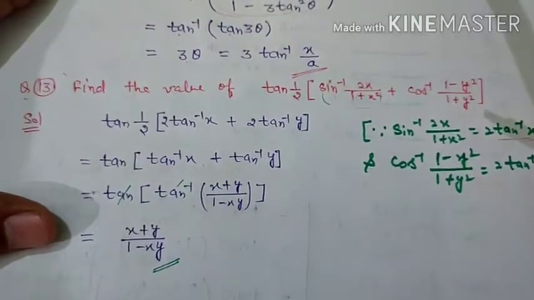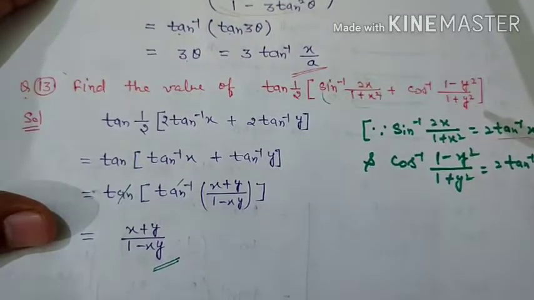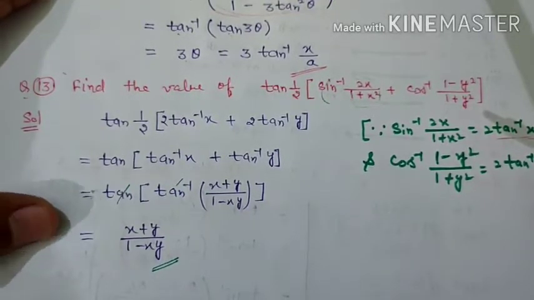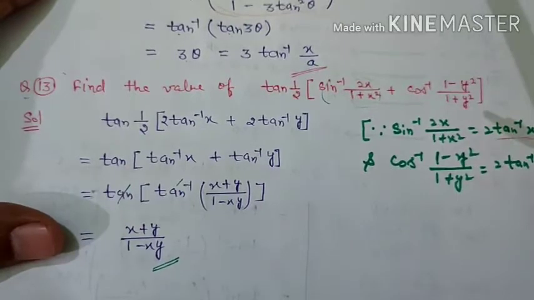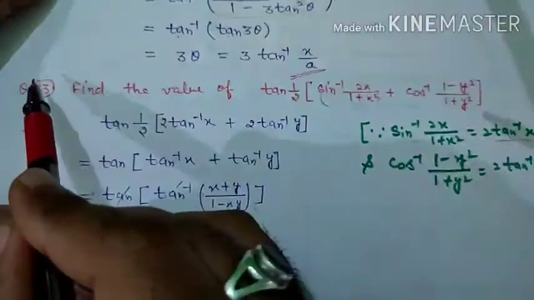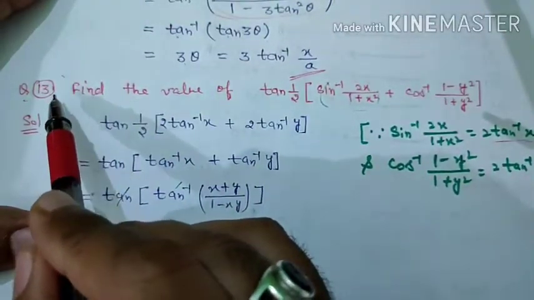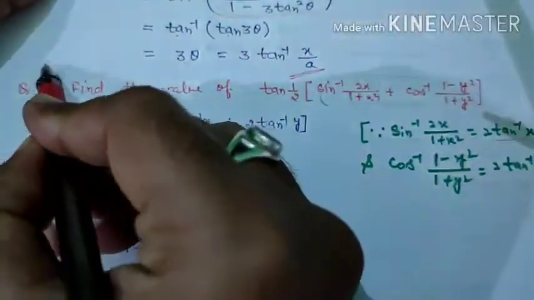Now let's try question number 13. Find the value of tan (1/2)[sin⁻¹(2x/(1+x²)) + cos⁻¹((1−y²)/(1+y²))]. We have got this question twice or 3 times in the board examination, so this is an important one.